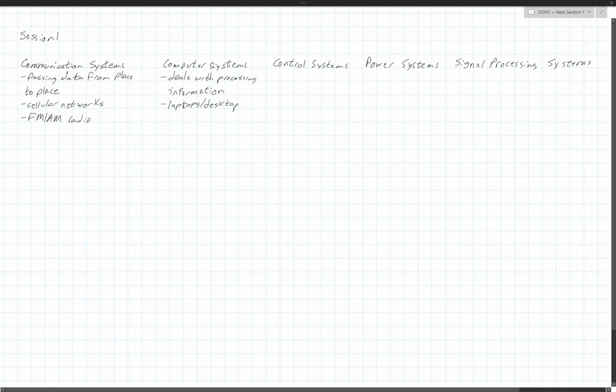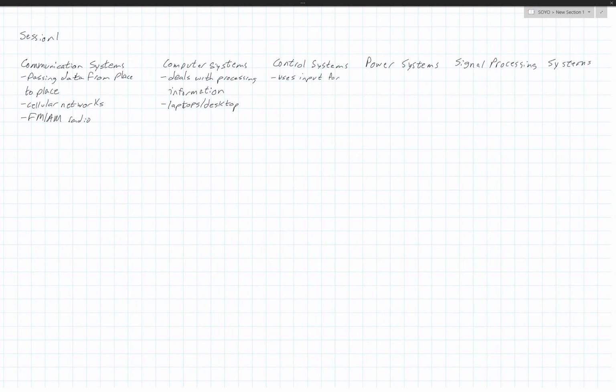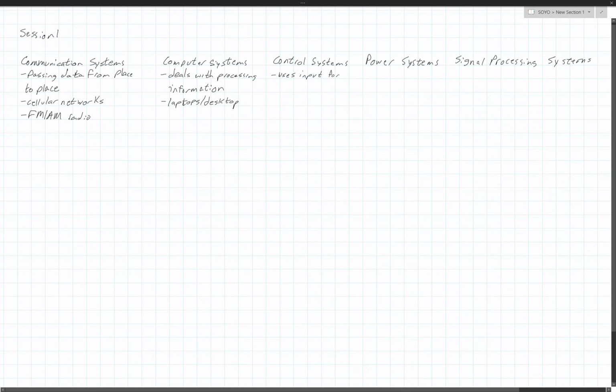Now, control system is actually probably my favorite. It uses input from sensors and other items, telling the main, what you could consider the brain or computer system, and that main system will tell something else to move.